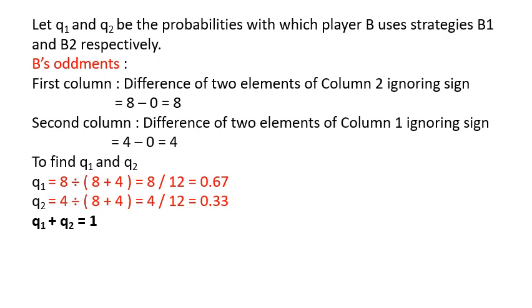Similarly, Q1 will be 8 divided by 8 plus 4, that is 8 by 12, which is 0.67. Q2 will be 4 divided by 8 plus 4, that is 4 by 12, which is equal to 0.33. Q1 plus Q2 is equal to 1.